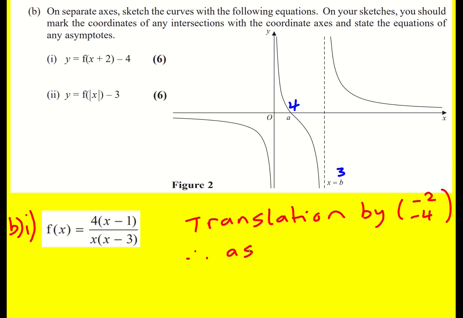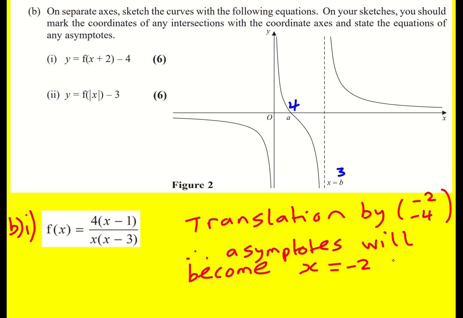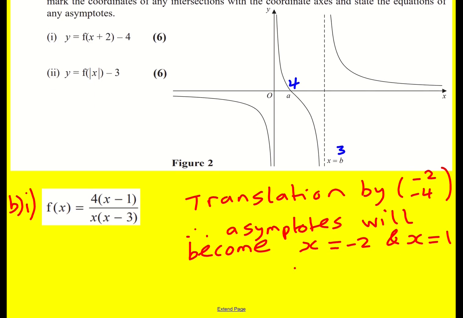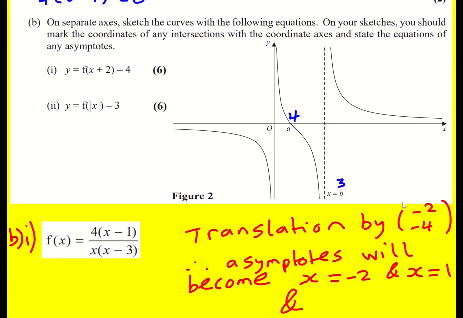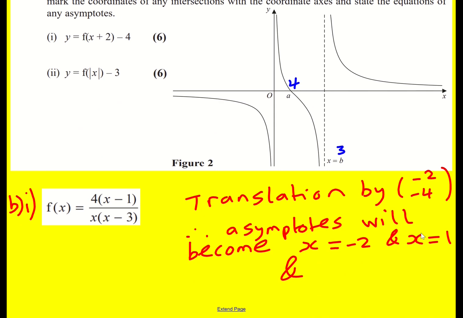And therefore, the asymptotes will become, and you can do this without writing the new function down, we had x equals 0 and x equals 3. We're just minusing 2 from them. So it's going to be x equals minus 2 and x equals 1. That's going to be useful. And there's another one, because remember we had y equals 0 as an asymptote. We now need to subtract 4 from that, and that gives us y is equal to minus 4. So I've dealt with all the asymptotes.